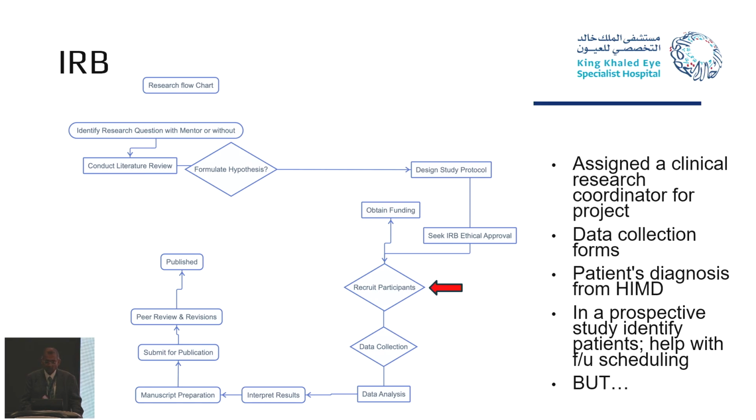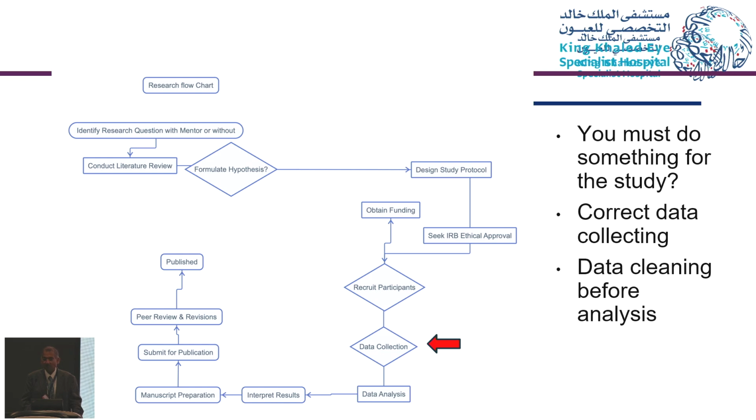And how do you recruit patients? Of course, you are assigned a clinical research coordinator. And all of them can help you with data collection forms, patient diagnosis from HIMD, and also help you in a prospective study to identify patients and help with scheduling. But you need to do something also for the study, correct? It's not all about the research staff. So I think the important things are correct data collecting, making sure that the data is cleaned, and I think people will explain to you what cleaning means later in the talk.